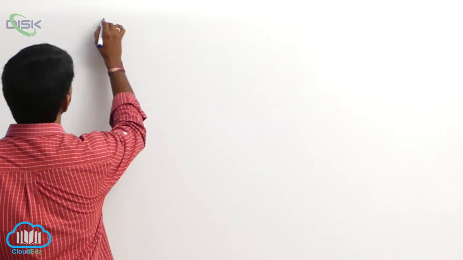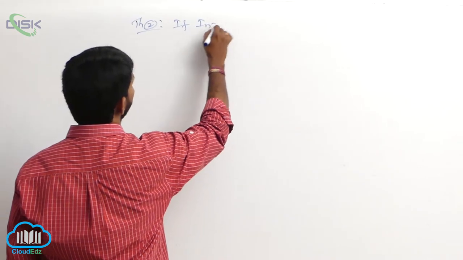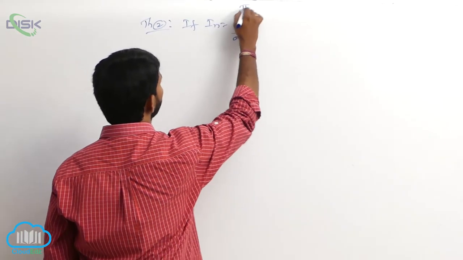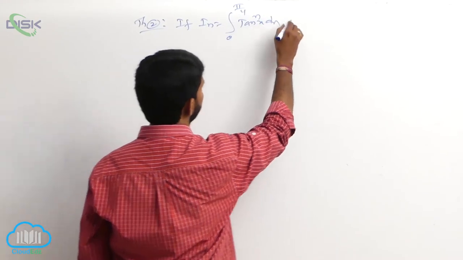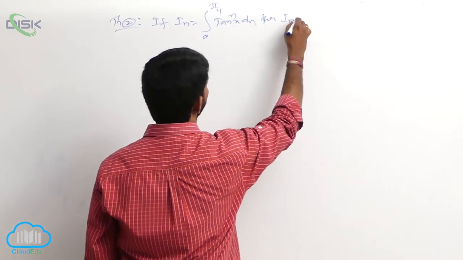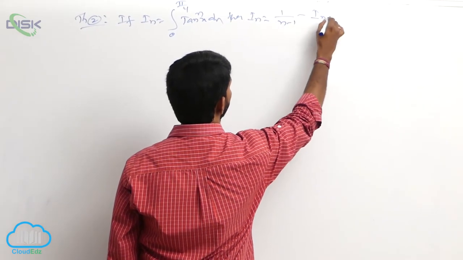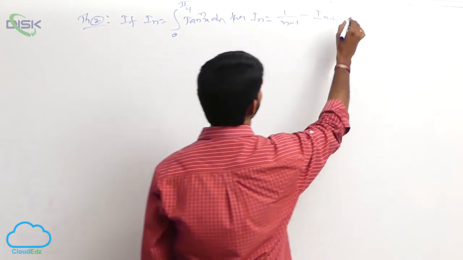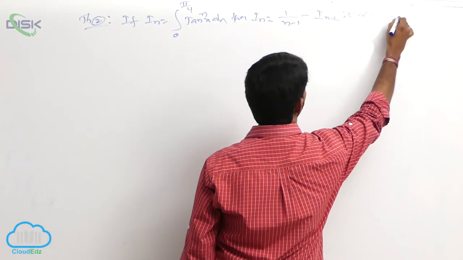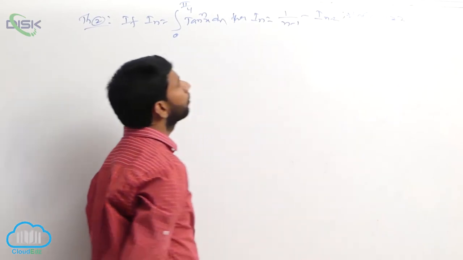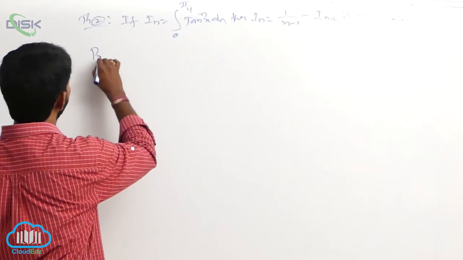And the next one is: if In is equal to integral 0 to pi by 4 tan power nx dx, then In is equal to 1/(n minus 1) minus I(n minus 2), for all n belonging to N, where n must be greater than or equal to 2. Then it is a proof.